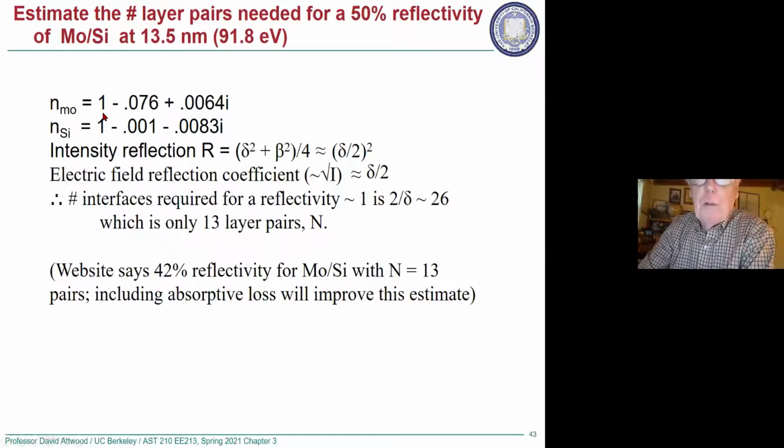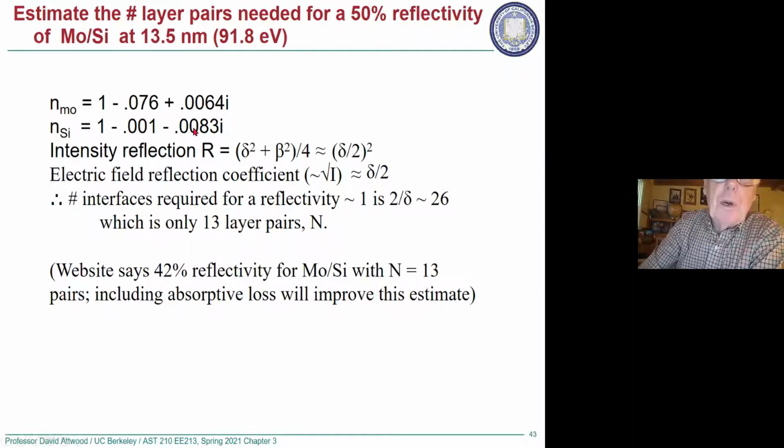I went to the website we've talked about before, and I looked up the refractive index for molybdenum, I see I lost my capital M, and silicon. So this is the delta. I looked up the deltas and the betas for moly and silicon at this photon energy and wavelength, which is what's used for the lithography. And we saw before that the reflection for intensity would be delta squared plus beta squared over 4. And it turns out here that the silicon delta is so small, it doesn't matter. It's like vacuum. So we can make this estimate just using the delta from the moly.